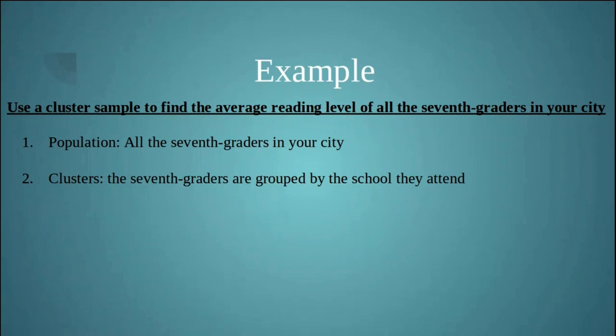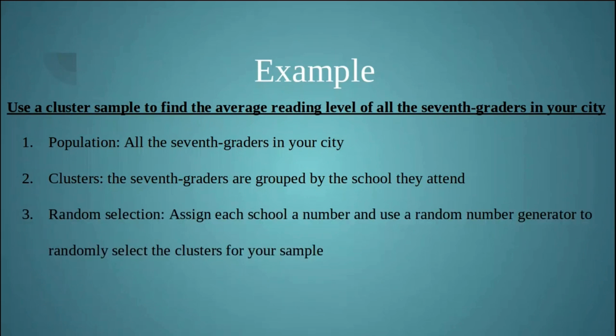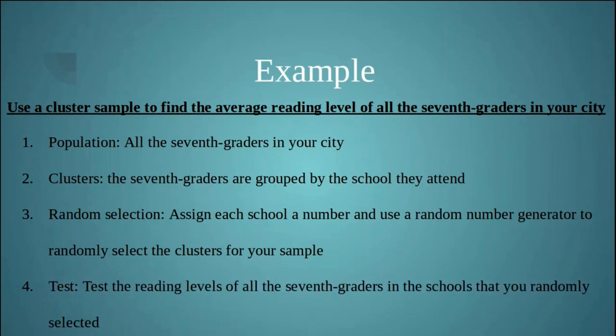In this case, our clusters will be in different schools throughout the city. Assign each school a number and use a random number generator to randomly select the clusters for your example, the schools. And finally, number 4, collect your data from the samples. So, we will test the reading levels of all the 7th graders in the schools that you randomly selected. The data you get from your sample will be the average reading level of the 7th graders in the city.